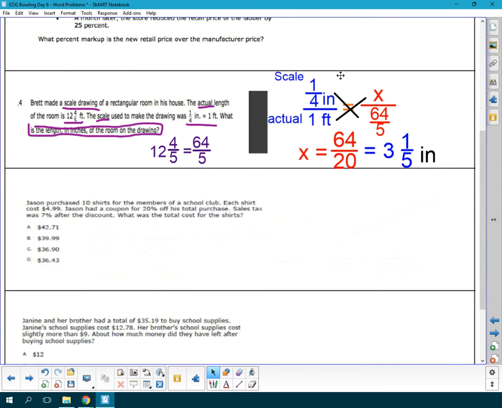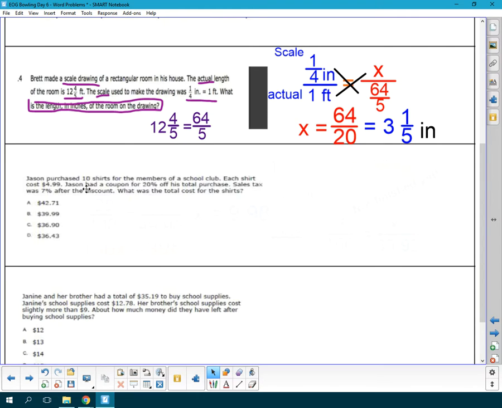Jason purchased 10 shirts. That's what I got for number 4. Now I'm looking at Jason's shirts. Jason purchased 10 shirts for the members of his school club. Each shirt was $4.99. Jason had a coupon for 20% off his total purchase, and sales tax was 7% after that discount. What was the total cost for the shirts?